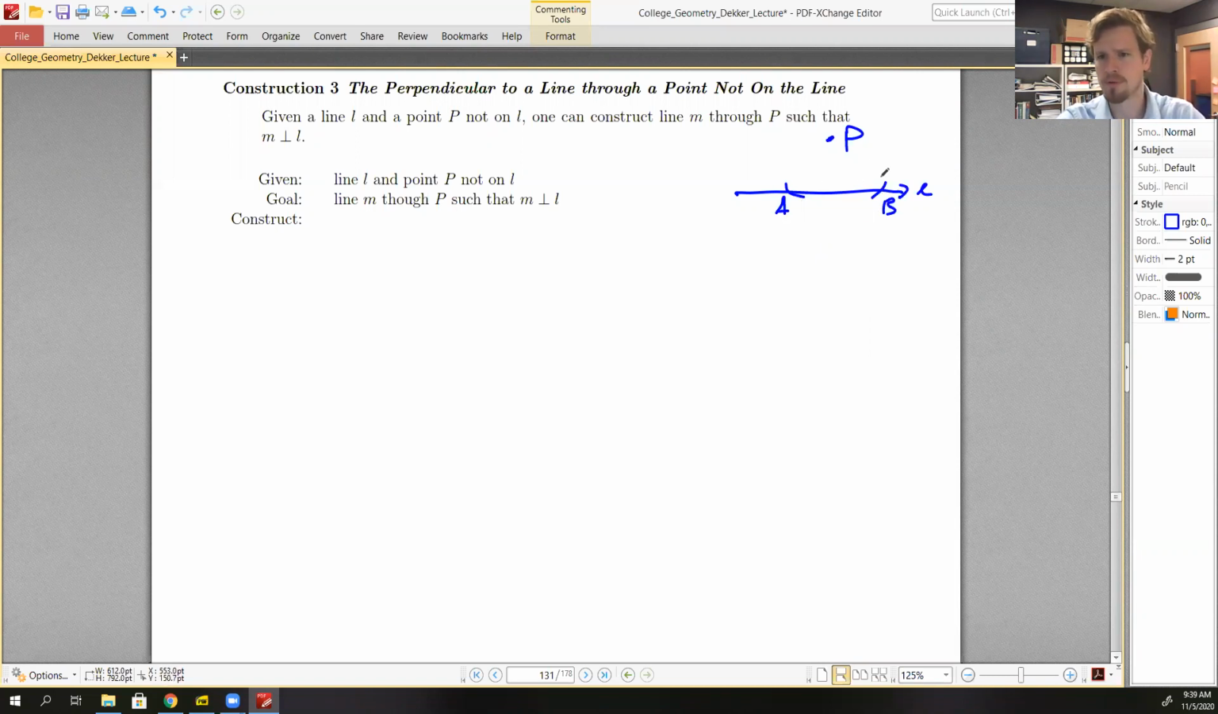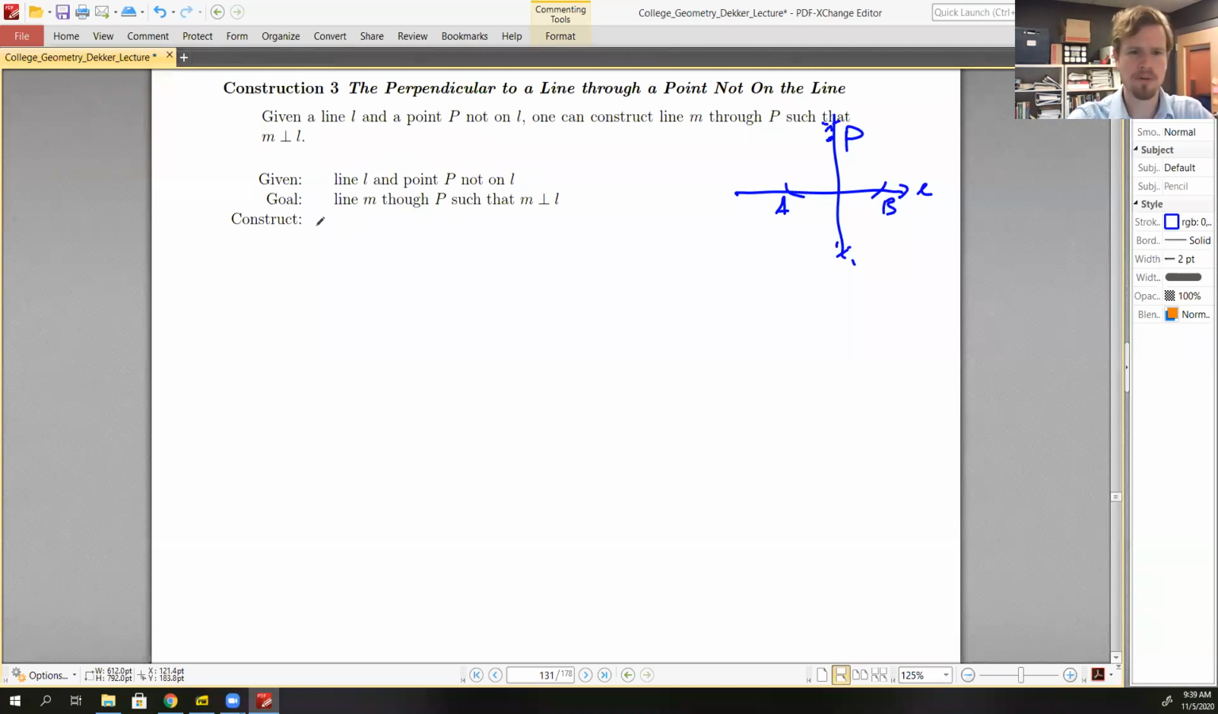Which would amount to marking a couple of points, and looking at the line through those. So that's what we want to do to construct the perpendicular to a line through a specified point. So for a given line L and a point P not on that line, we want to find a line M through that point that's perpendicular to the given line.